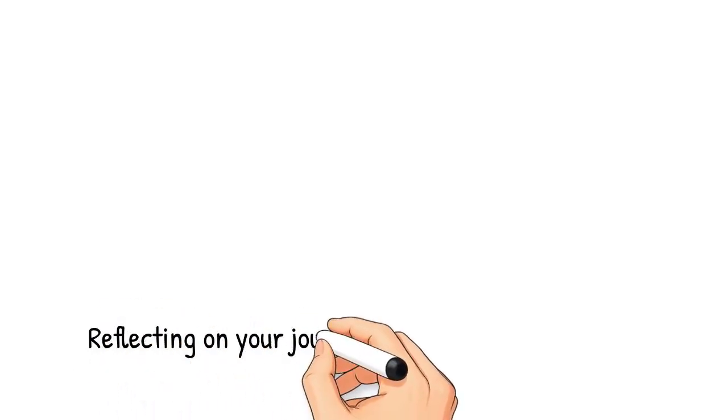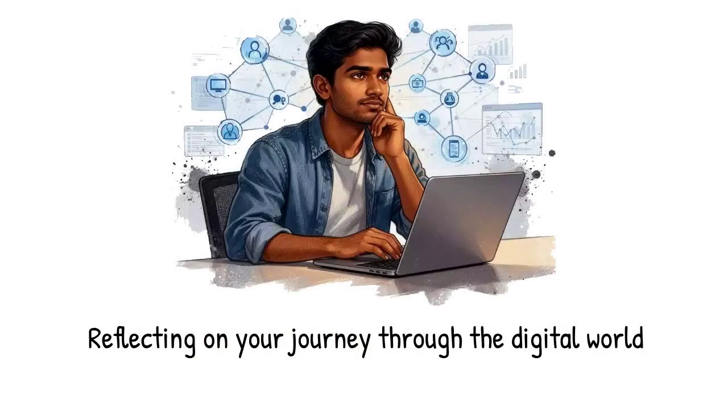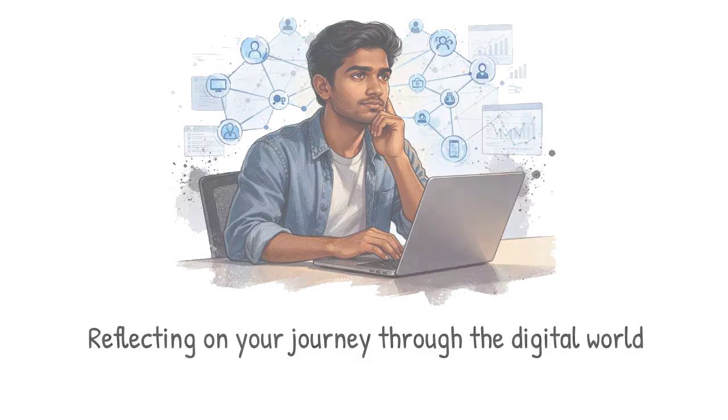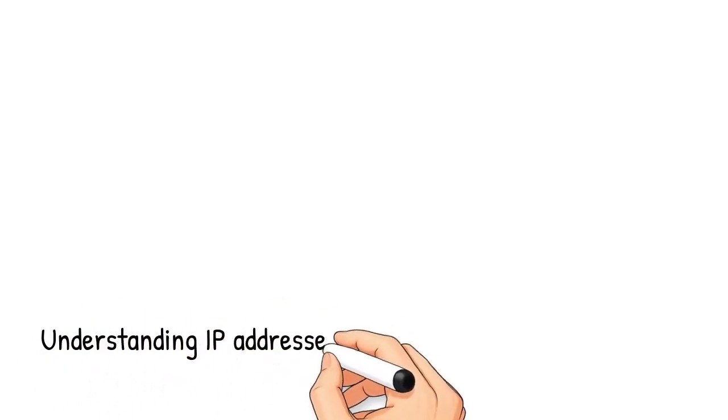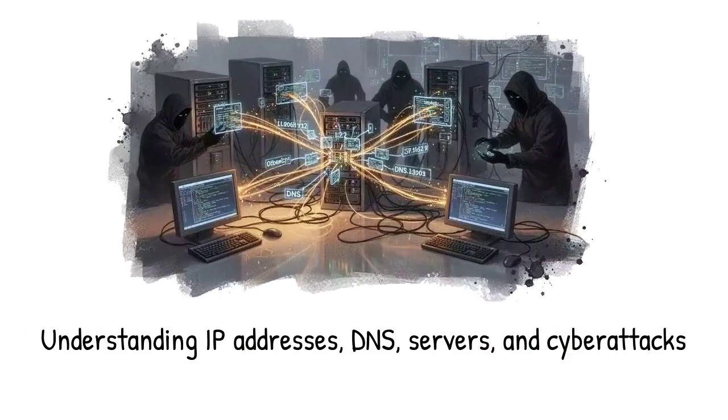As we reach the final chapter of this module, take a moment to reflect on the journey you've just completed. You've traveled through the invisible highways of the internet, explored the machinery that powers the digital world, and uncovered the motives and methods of attackers who exploit its weaknesses. You've learned how IP addresses guide your data, how DNS translates names into destinations, how servers store and deliver information, how packets carry your messages, and how attackers weave these elements together to launch full-scale cyber attacks.